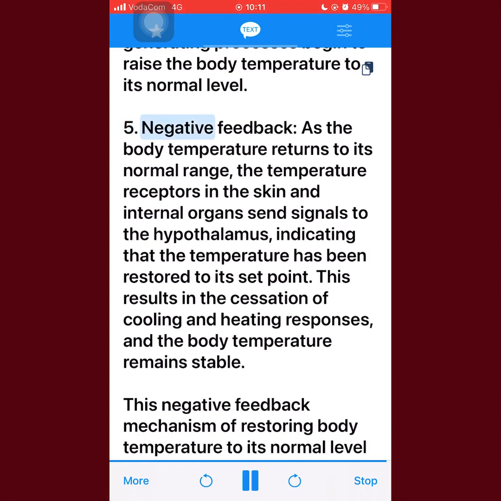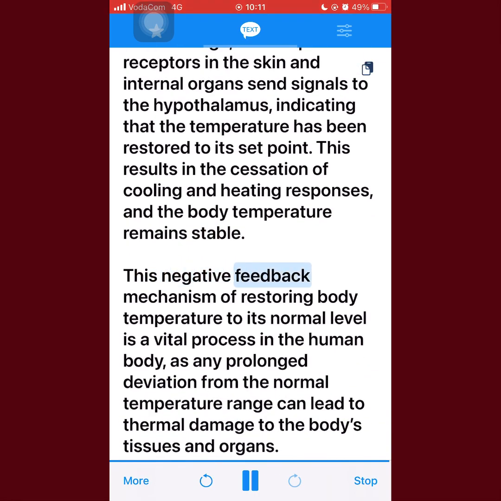5. Negative feedback. As the body temperature returns to its normal range, the temperature receptors in the skin and internal organs send signals to the hypothalamus, indicating that the temperature has been restored to its set point. This results in the cessation of cooling and heating responses, and the body temperature remains stable. This negative feedback mechanism of restoring body temperature to its normal level is a vital process in the human body, as any prolonged deviation from the normal temperature range can lead to thermal damage to the body's tissues and organs.